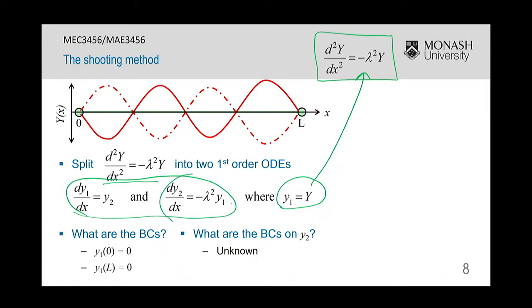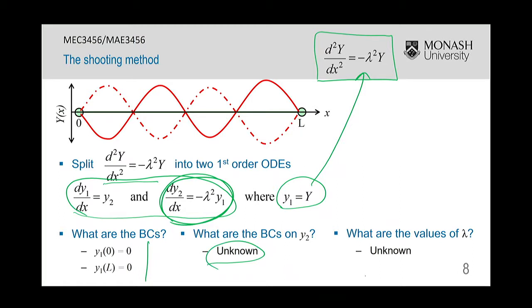Also, in order to integrate this equation here, we need to know something about the eigenvalues lambda, or lambda squared. What are they? Well, they're unknown as well. So we've got a couple of things that we do know, but we've got a couple of important things that we don't know. How can we start integrating?